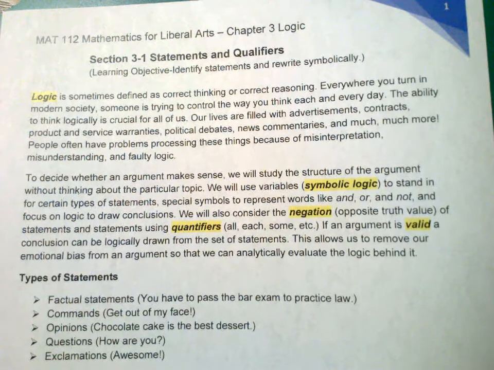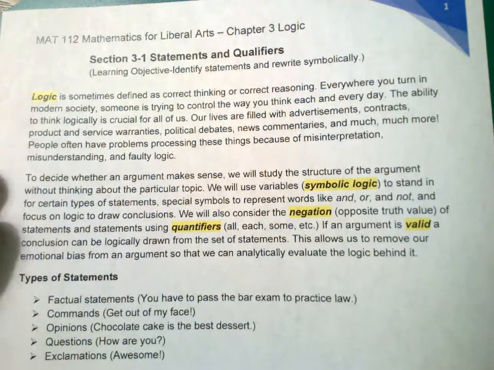If an argument is valid, a conclusion can be logically drawn from the set of statements. This allows us to remove our emotional bias from an argument so we can analytically evaluate the logic behind it.